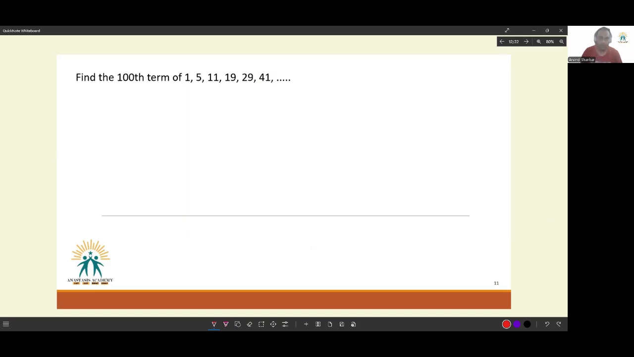Next now, and this is what is known as a second degree AP. Let's see. Find the 100th term of the series 1, 5, 11, 19, 29, 41. Here, it seems like the difference itself is increasing by some margin. The difference here is 4. The difference here is 6. The difference here is 8. The difference here is 10. The difference here is 12. And so on.